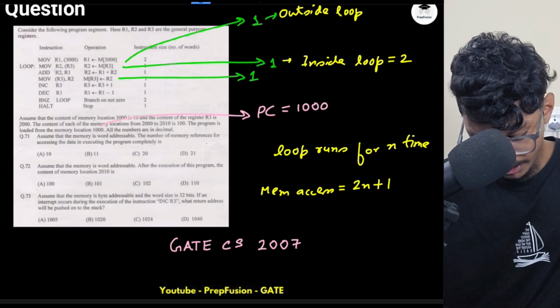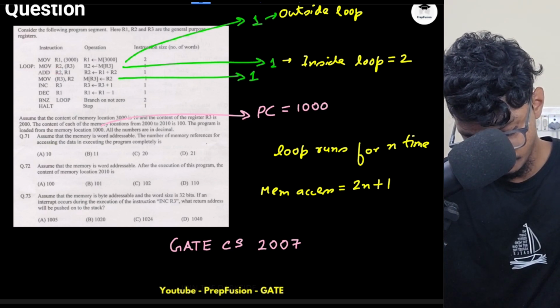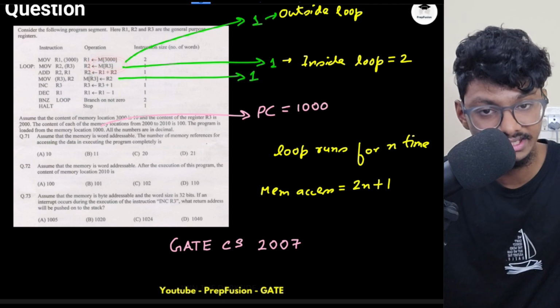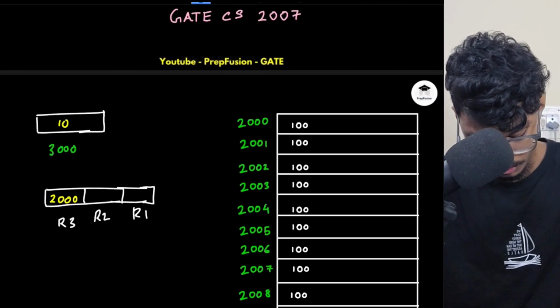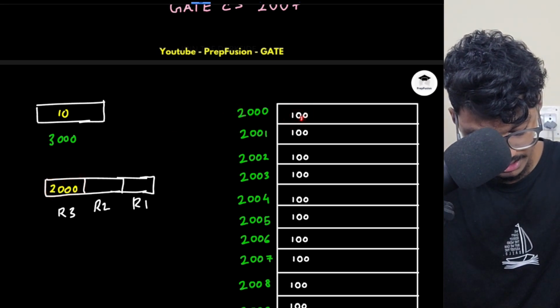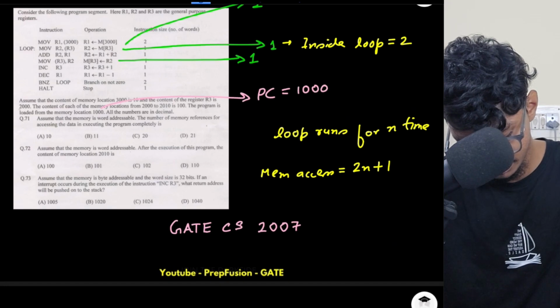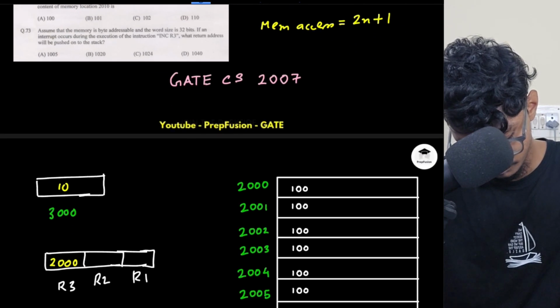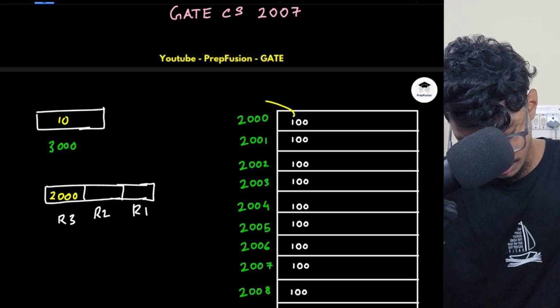So here what I'm doing is first moving the content that is present in the memory location pointed to by R3 to R2. So R3 has 2000. I go to this memory location, 100, and then I place this in R2. Correct? That is what it is doing. It is placing this in R2. So simply this 100 will come here.